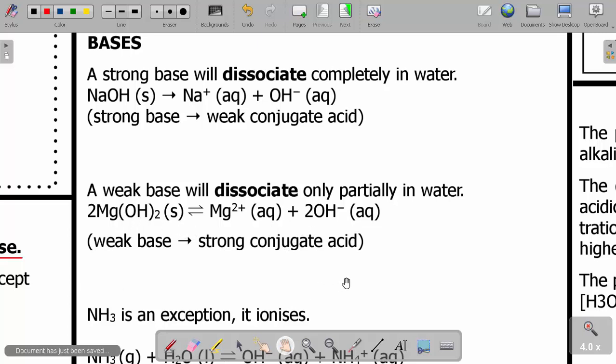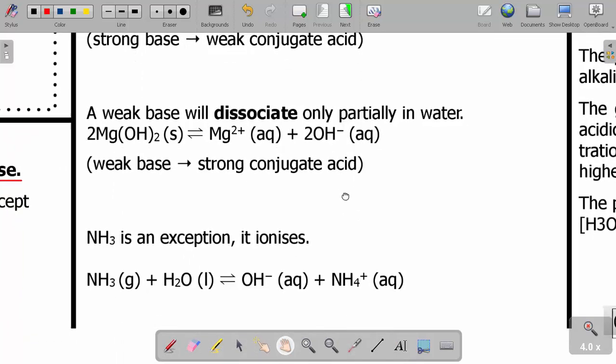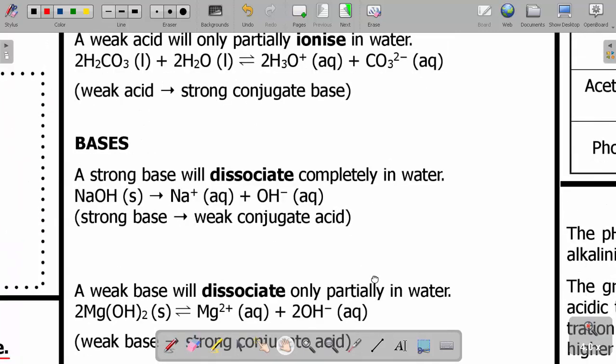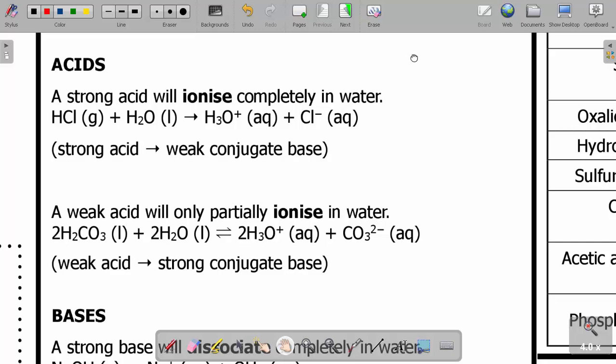Now ammonia is an exception among the bases. We've seen that bases dissociate, but ammonia ionizes. So ammonia ionizes to form hydroxide ion plus ammonium ion. Ammonia is an exception because it ionizes just like the acids. Don't forget, the bases dissociate except ammonia, which ionizes.